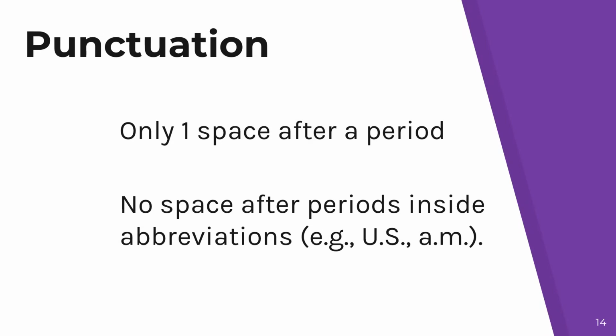Now looking at punctuation, and this is a change from the 6th edition. There is now only one space after a period within the text of your paper. You will still want to have 0 space after periods inside abbreviations.